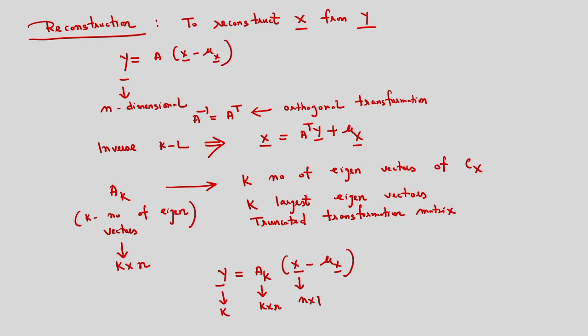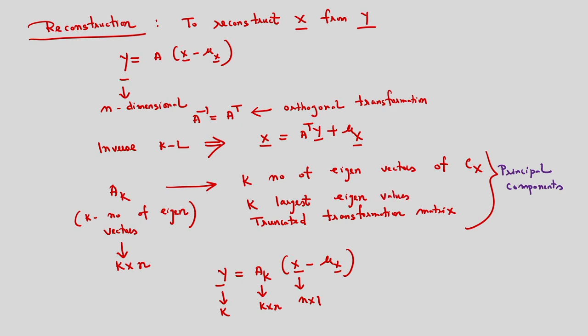In this case, for the transformation, we are considering only the K number of eigenvectors. So these, I can consider as the principal components. That is, the largest eigenvalues we are considering and the corresponding eigenvectors, and these are called the principal components. So in principal component analysis, this is the case. That means we are considering the largest eigenvalues and corresponding eigenvectors. So this should be K largest eigenvalues.